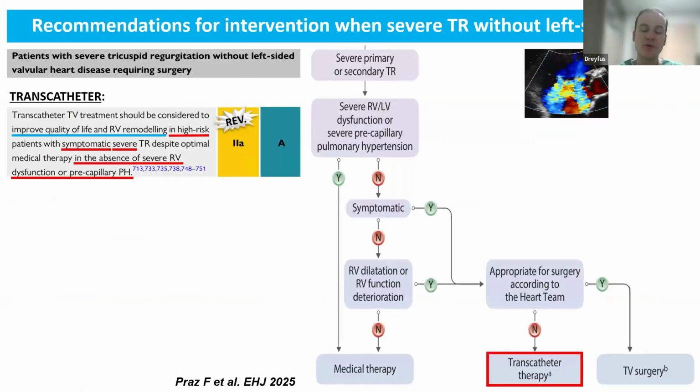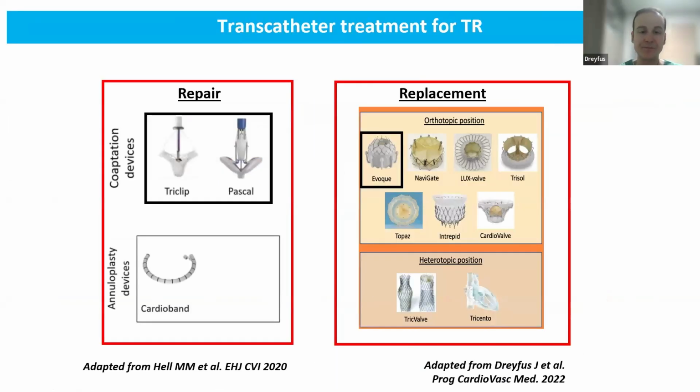If we now move to the transcatheter solutions, for the first time in the guideline, it has been suggested with a class 2A indication to perform a transcatheter intervention in patients with severe TR, and they were very fair, considering that if you do so for your patients, you may improve quality of life, you may improve RV remodeling, but we currently have no evidence regarding any survival improvement.